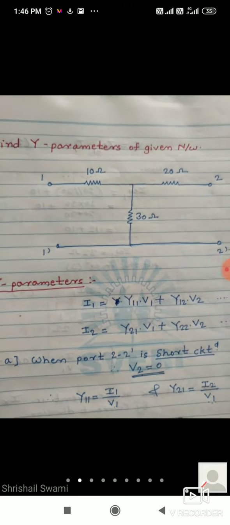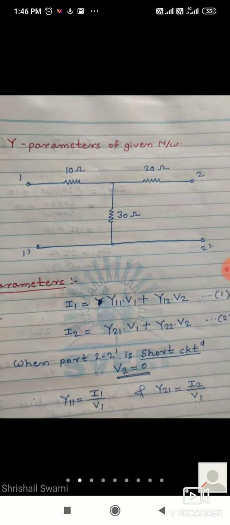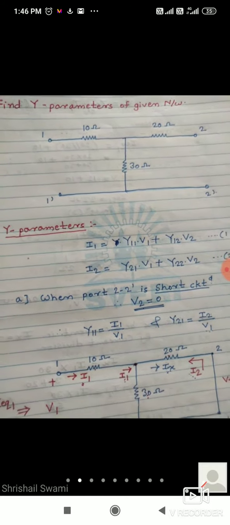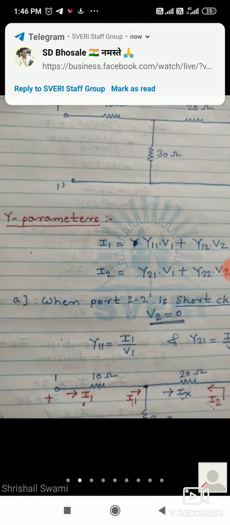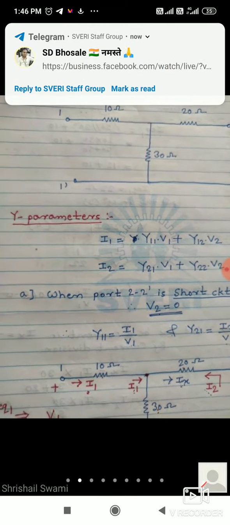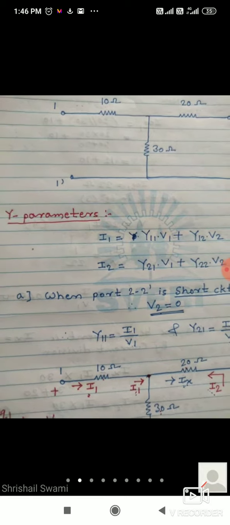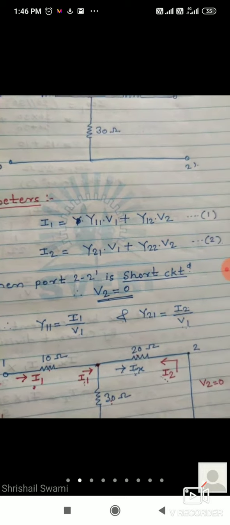Now next, port names are given, 1 dash, 2 dash. If not given, you can take 1 dash, 2 dash, or A dash, B dash, whatever. So Y parameters they are asking. Whenever they are asking for some parameters, you have to start with their equations. So the Y parameter equations are denoted by equation numbers 1 and 2.